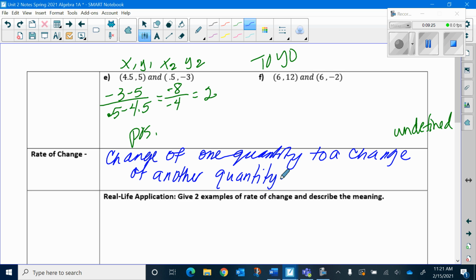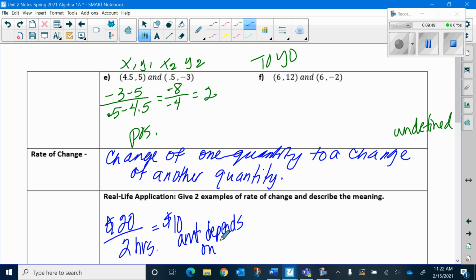So like a real life application, I would like you to make some examples. I'm going to give you one, but you can't use it. I'm going to say like $20 in 2 hours, which would give me $10 for 1 hour. But the amount depends on number of hours or the time. So I would like you to give me 2 more. So try on your own. Give me 2 examples other than the one I gave you.